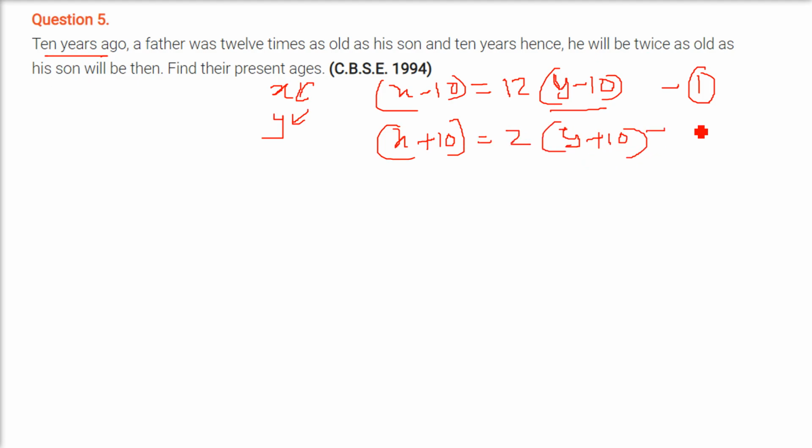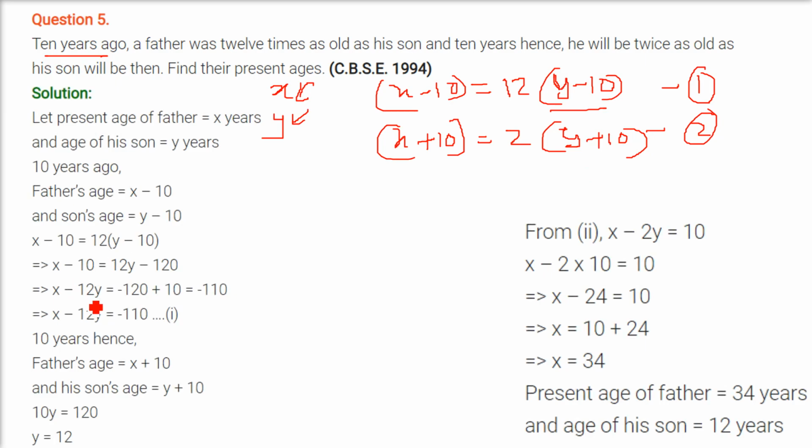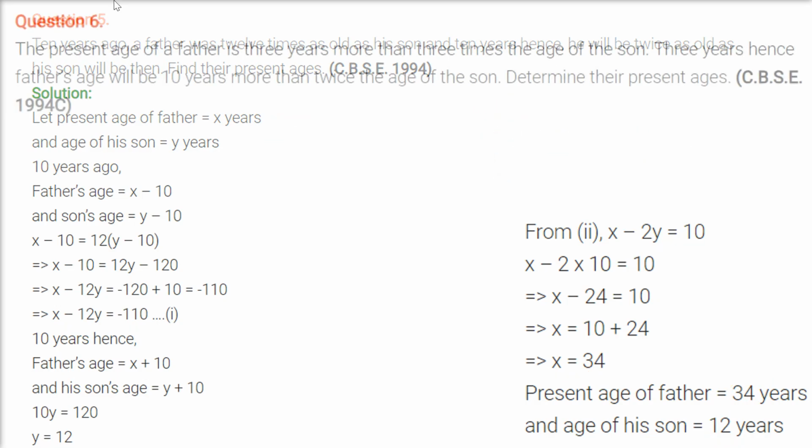So this is our second equation. When we resolve it, the first equation will be x minus 12y equal to minus 110. The second equation will be x minus 2y equal to 10. You know how to solve these two equations. x will be 34, y will be 12. So the present age of the father is 34. The age of his son will be 12 years.